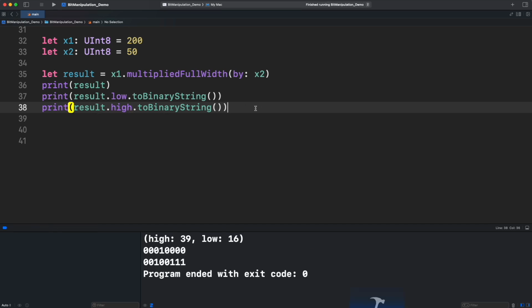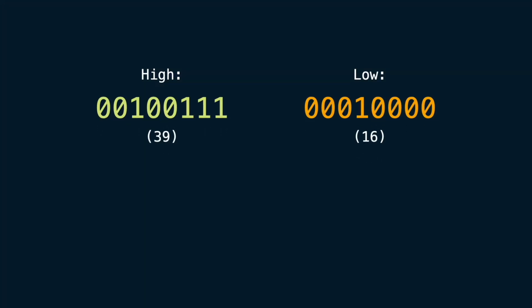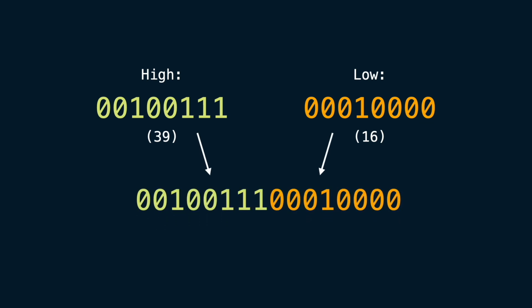The multipliedFullWidth method preserves the full multiplication result in two parts: low, which is the part that fits within the 8-bit limit, and high, holding the overflow bits that didn't fit. Let's visualize this in binary. The low part stores 16, the value that fits into 8 bits, and the high part stores 39, which is the overflow portion. Together, they represent the full value of 10,000. This is extremely useful for operations with large numbers that can't fit into a single data type.